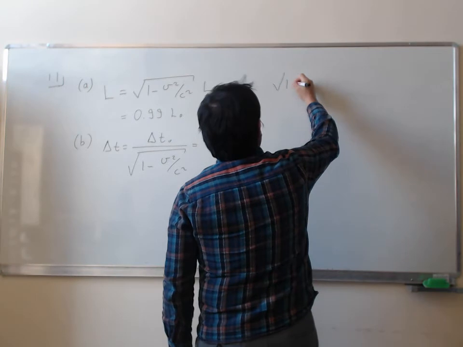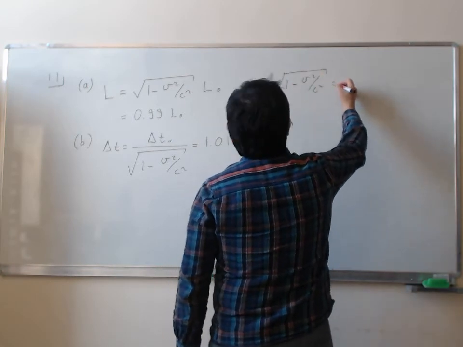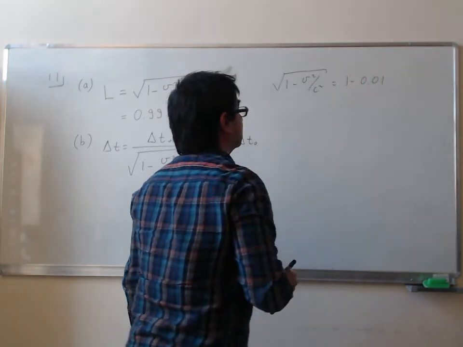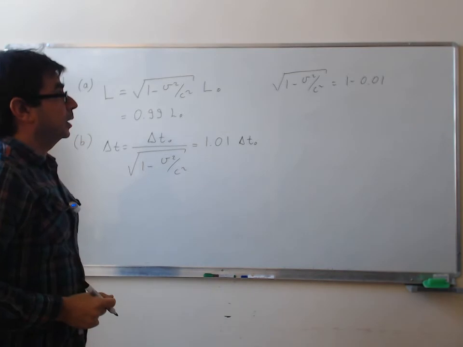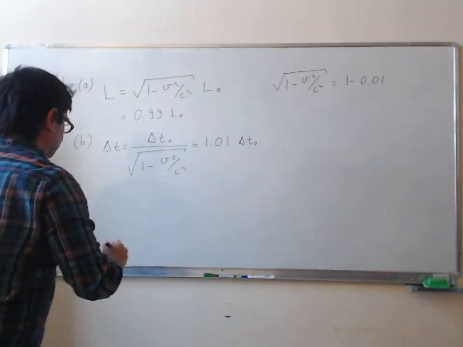So square root of 1 minus v square by c square is equal to 1 minus 0.01. Now I'm going to make a binomial expansion for this. So binomial expansion, which we are going to use for another problem.